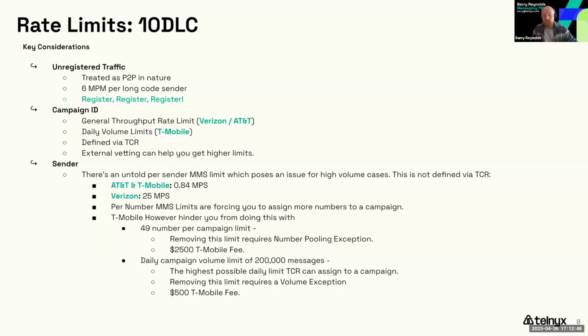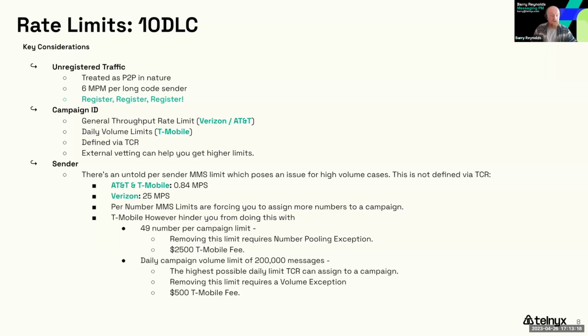Anyways, 2, rate limiting is shifting towards being measured on the campaign ID level. This is opposed to the number level that we had previously. So the idea here being your campaign doesn't need multiple senders or long codes associated with it to avail of those higher limits. So I'll speak to the gotcha here in a sec, but for now, there's 2 types of limits that's defined to you via TCR.